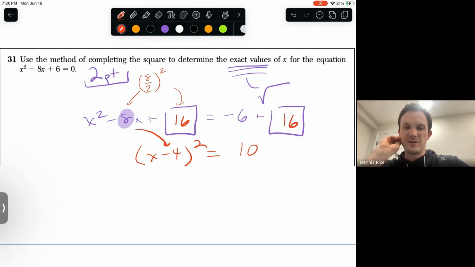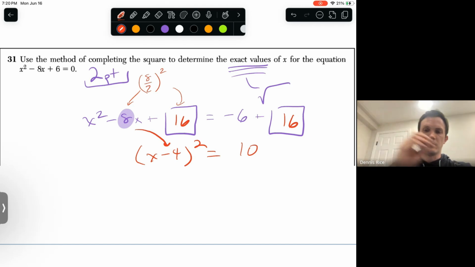Now, technically, we're done with CTS. That's what I think people mistake. They think, like, this whole thing was CTS. So now it's actually another strategy. What are we going to do to finish this off? We completed the square, but we didn't find the answer yet. What do we do to finish it from here?